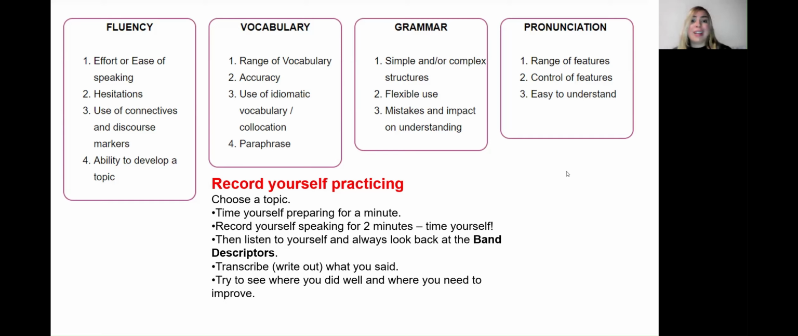Pronunciation-wise, it's really important in Arabic because of all the tricky sounds. You're going to be able to use a range of features, control of features, and be easy to understand. So when you speak, it's not just that I can speak Arabic, but is it intelligible? Is the other person able to understand what you're saying, or is it just what you think you can speak? So you have to work on your pronunciation.